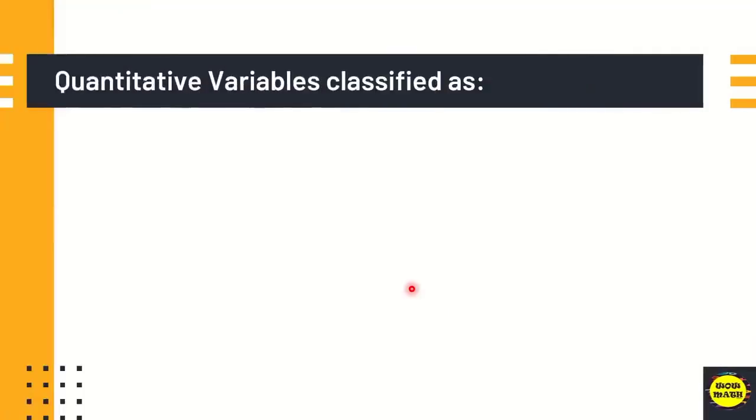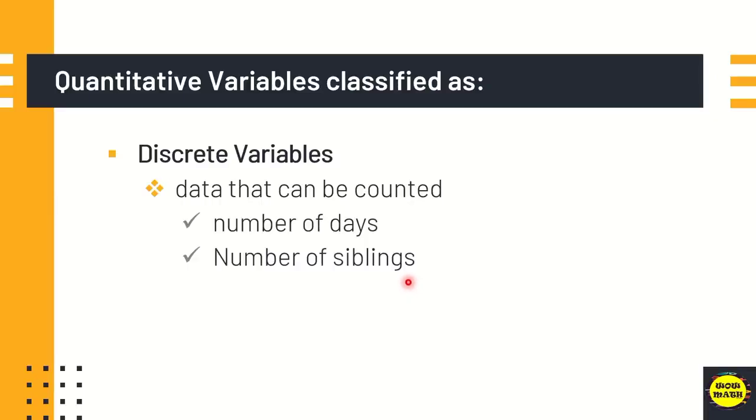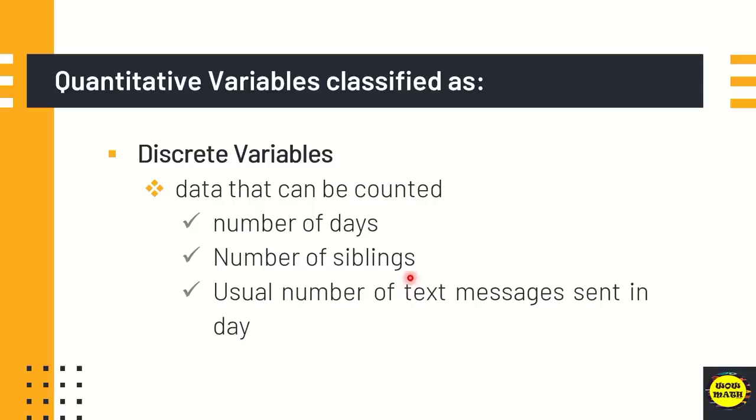Quantitative variables are classified as discrete variables. So when we say discrete variables, that is data that can be counted. So kaya mong bilangin. So for example, the number of days, number of siblings, the usual number of text messages sent in a day, and the daily allowance in school.